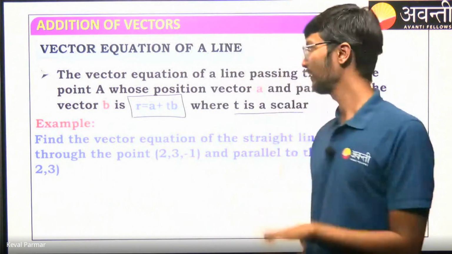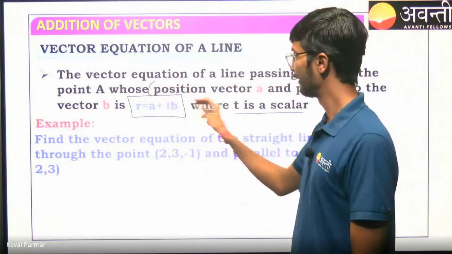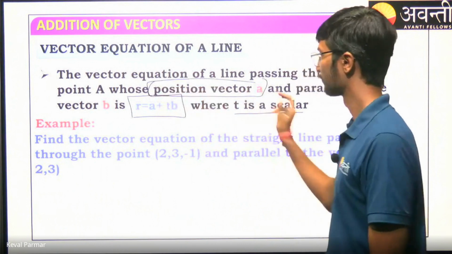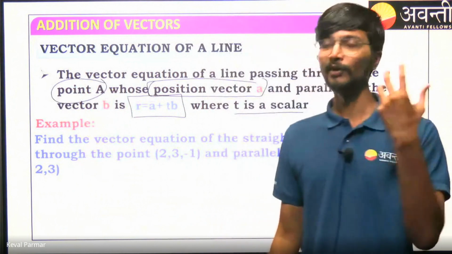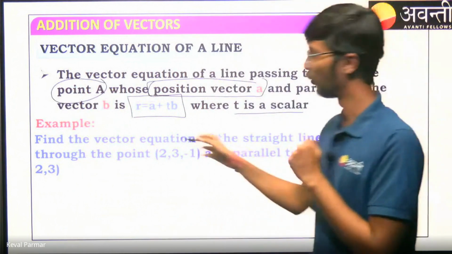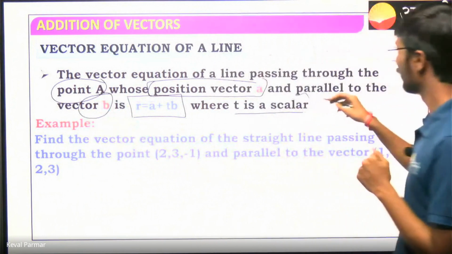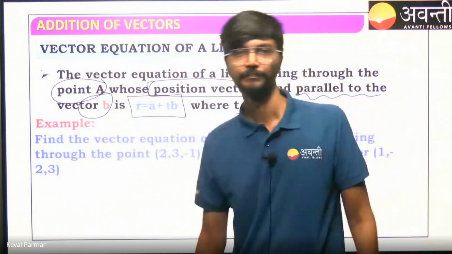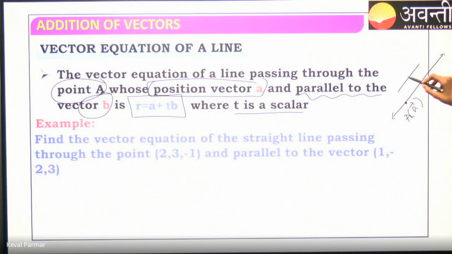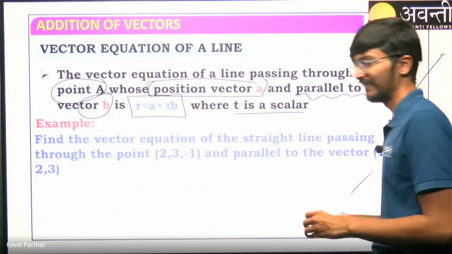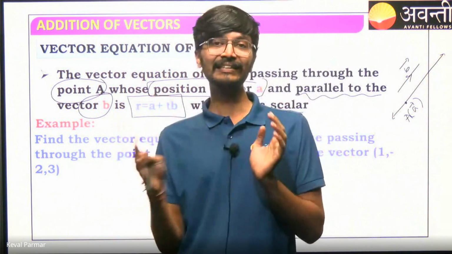Let us see what is A vector. A vector is the position vector of point A. And what is B vector? B vector is the vector parallel to the line. That means, suppose I have this line and I have a point A vector, and I have a vector parallel to this line, which is B vector.